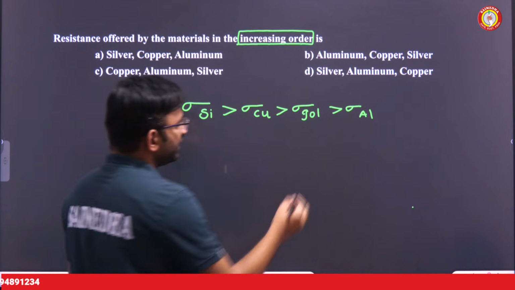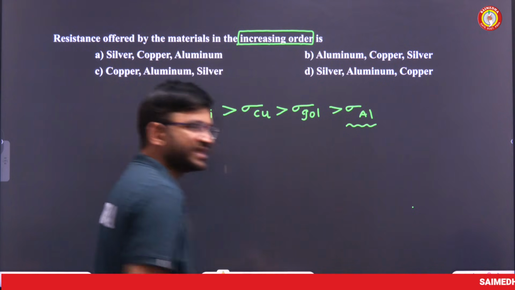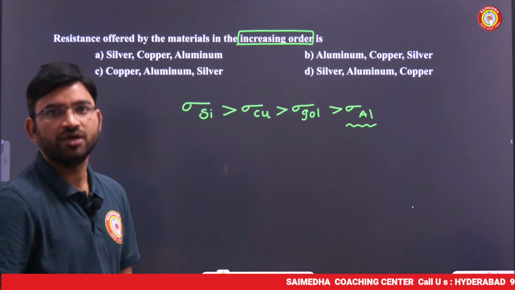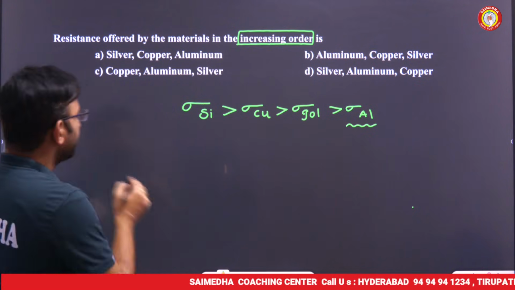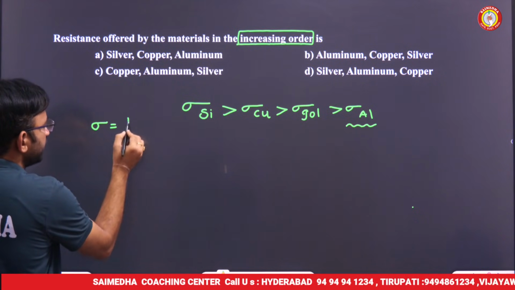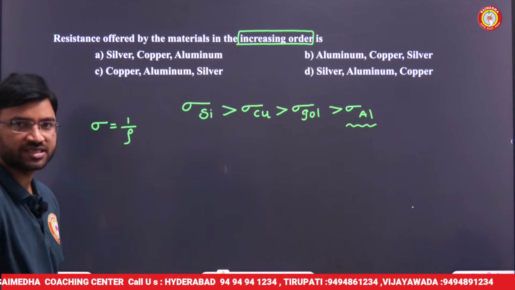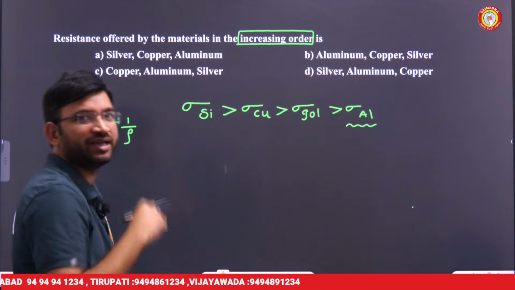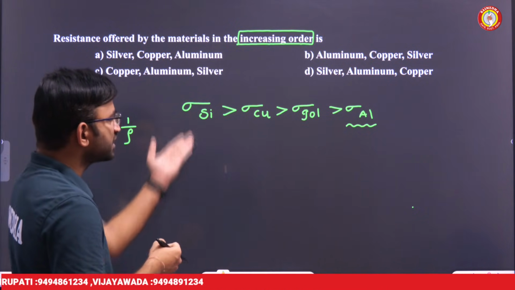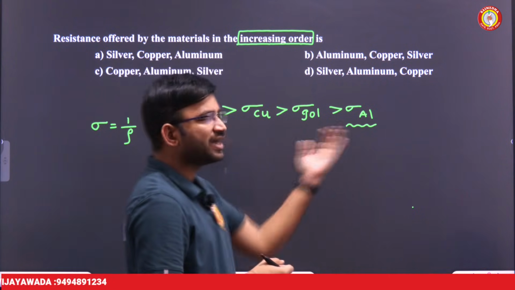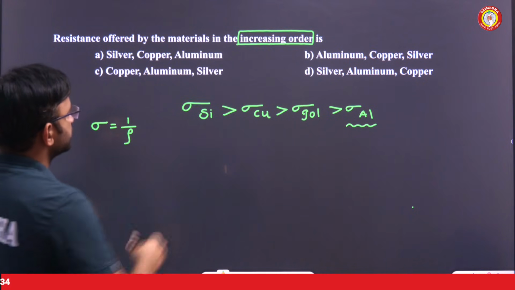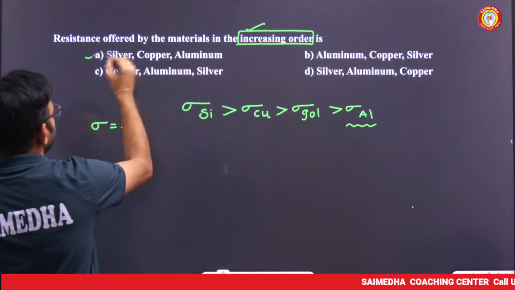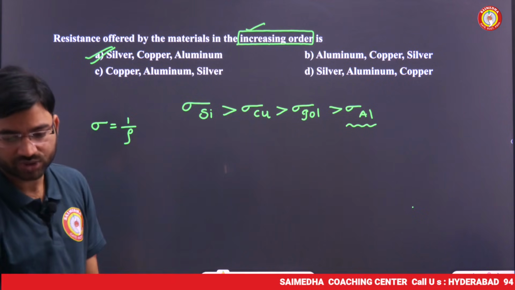Conductivity is low means resistivity is high, so we can say resistance is also high. Why? Because you already know, sir, conductivity is the reciprocal of specific resistivity. Resistance is lowest for silver, then copper, gold and aluminum. Aluminum will have the highest resistance. We need to write in increasing order: silver, copper, gold, then aluminum. So option A will be the answer, sir.